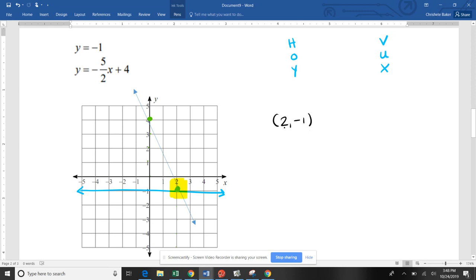I'm actually unable to check this ordered pair here because it's just saying the y is -1, which it is. So then I can check it over here. -1 is equal to -5/2x plus 4. -5/2 times 2. -5 times 2 is -10. Divided by 2 is -5. And -5 plus 4 is definitely -1.